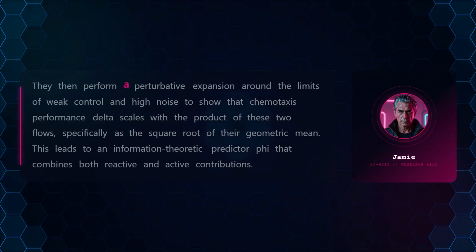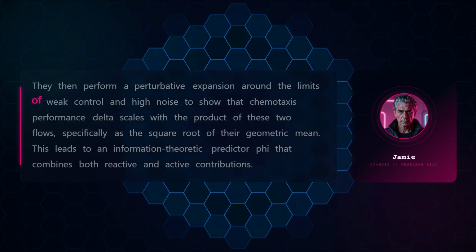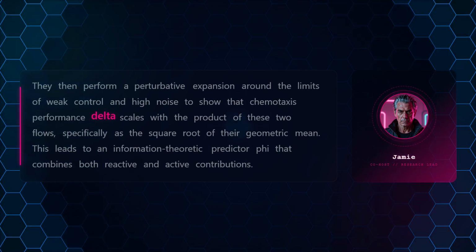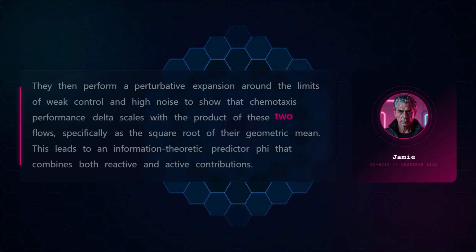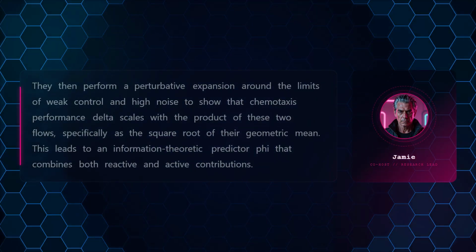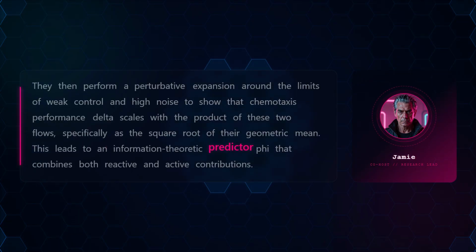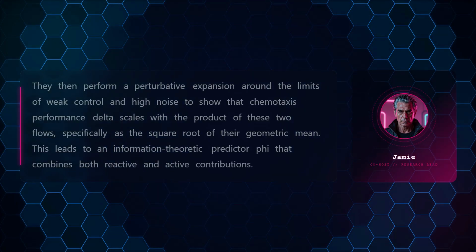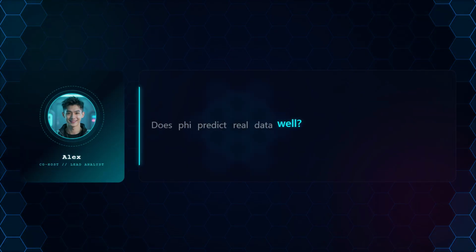They then perform a perturbative expansion around the limits of weak control and high noise to show that chemotaxis performance delta scales with the product of these two flows, specifically as the square root of their geometric mean. This leads to an information-theoretic predictor phi that combines both reactive and active contributions. Does phi predict real data well?